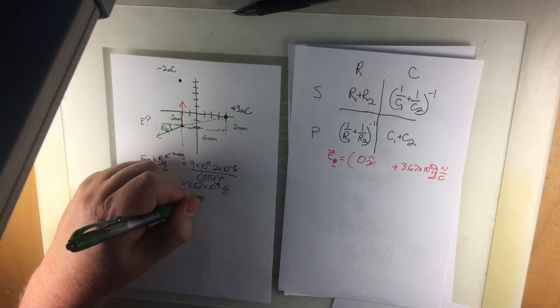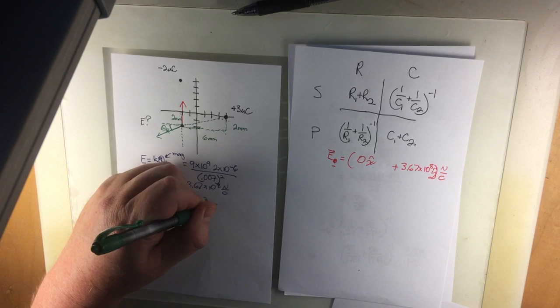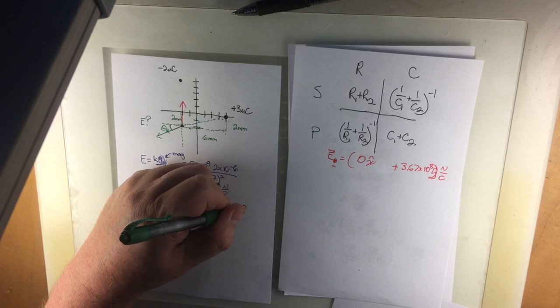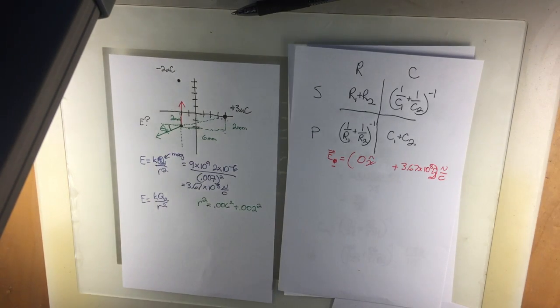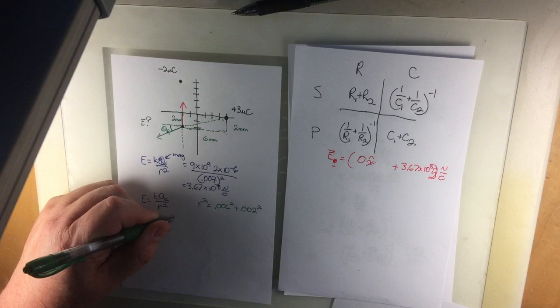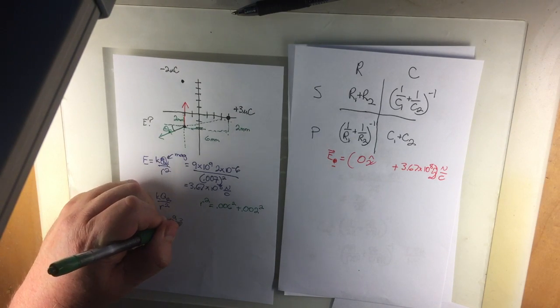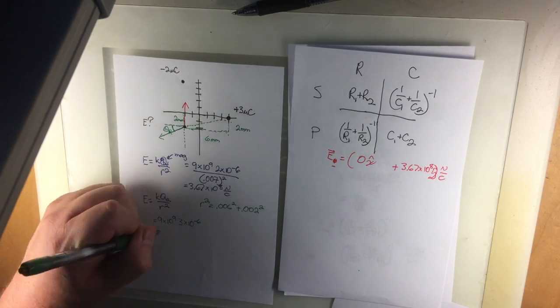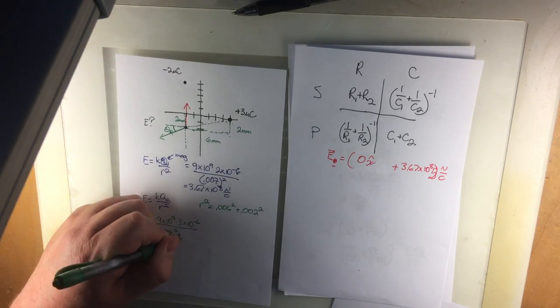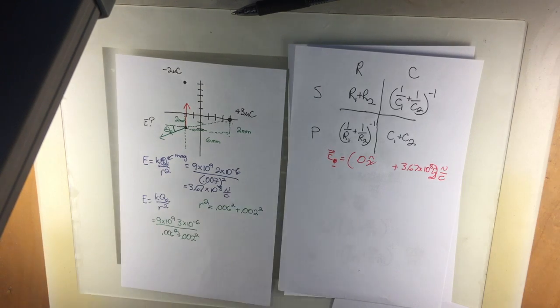So r squared is equal to 0.006 squared plus 0.002 squared. I don't need to square root it because I'm going to square it back anyway, so I just write it like this. This becomes 9 times 10 to the 9th, 3 times 10 to the negative 6, all divided by 0.006 squared plus 0.002 squared.